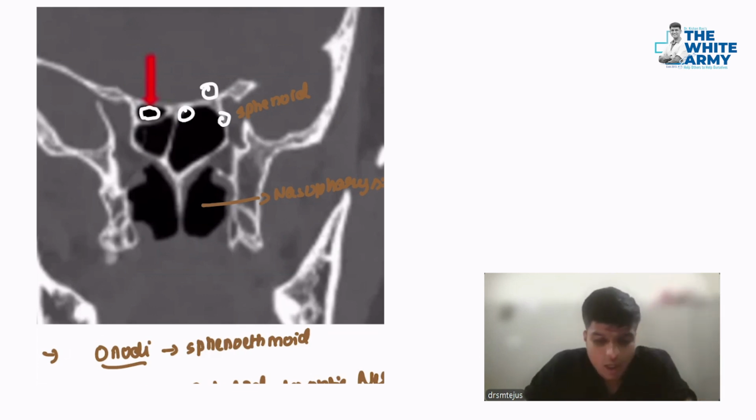Suppose you ask me where I am from, and I say I'm from India. I can be from anywhere, from Mumbai, from Bangalore. I am just an Indian. So the Onodi cell is also a sphenoethmoidal cell. It can be present anywhere in the sphenoethmoidal region. So don't get confused that it's going to be present only at this junction. It's not going to be like that.